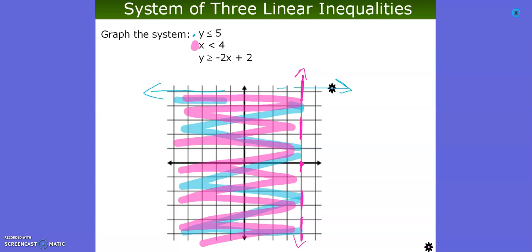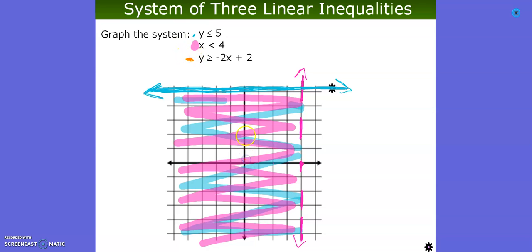Make sure that your boundary lines are really noted on here, because whether your boundary lines are solid or dashed, that's part of your final solution. It's not just the shading. It's that dashed and solid that also makes a big deal. I'm going to go ahead and pick orange for my last line and graph this one.